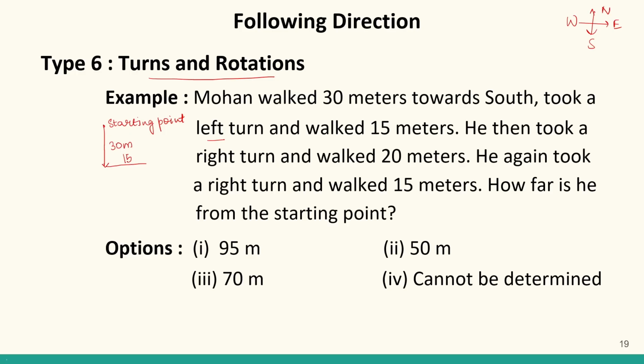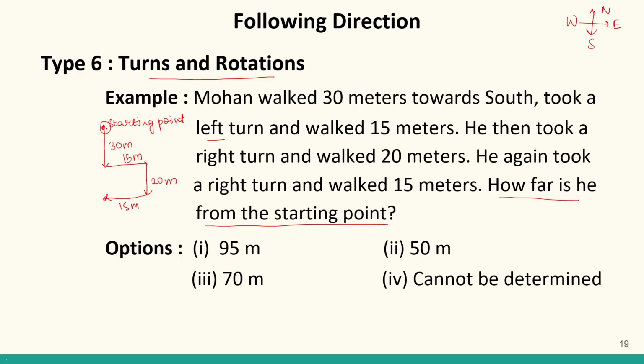And here he walked 15 meter. And then he took a right turn. So right turn from east direction will be here, and he walked for 20 meter. So let's say here. Then he again took a right turn. So right turn from this direction will be over here, and he walked for 15 meter. So he came back exactly below this point.